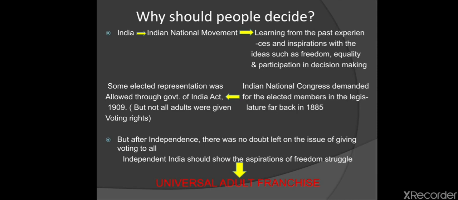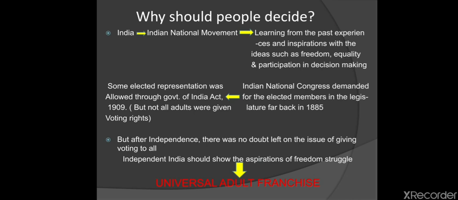The members should not be directly appointed. What the British people were doing was bringing people from their own country and appointing them to higher posts for making laws in the legislature. But some Indians demanded elected members, that the legislature should be formed by elected members. The members should be elected by the people. They started demanding this right in 1885.